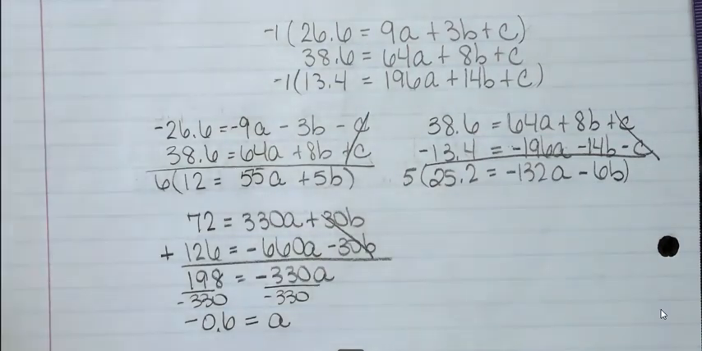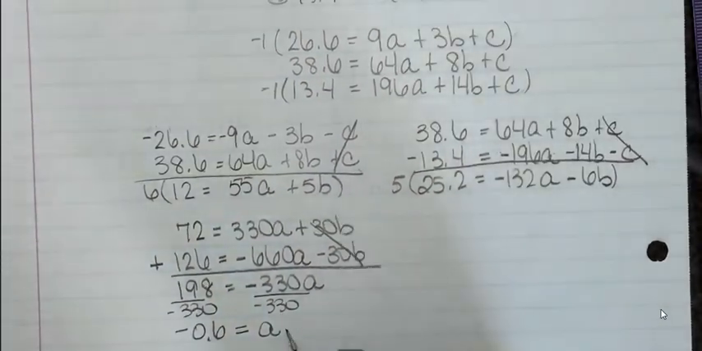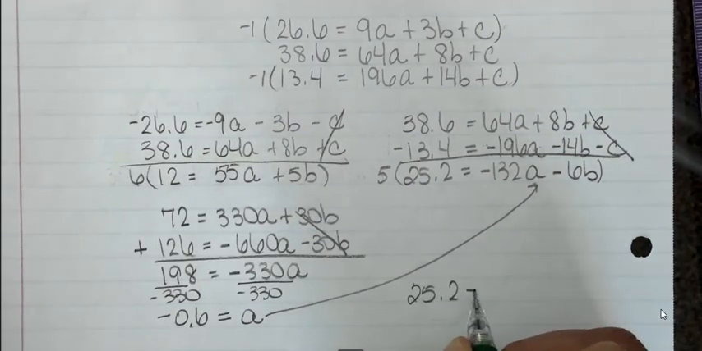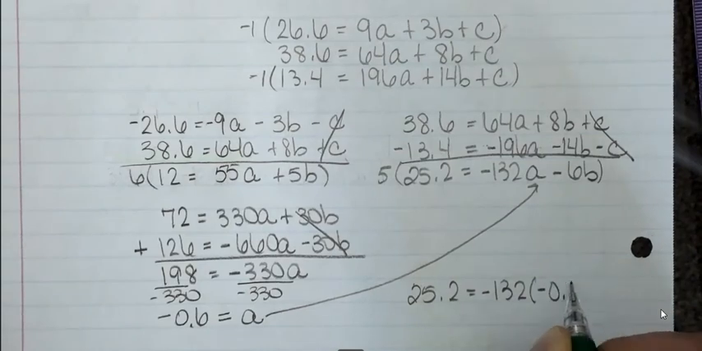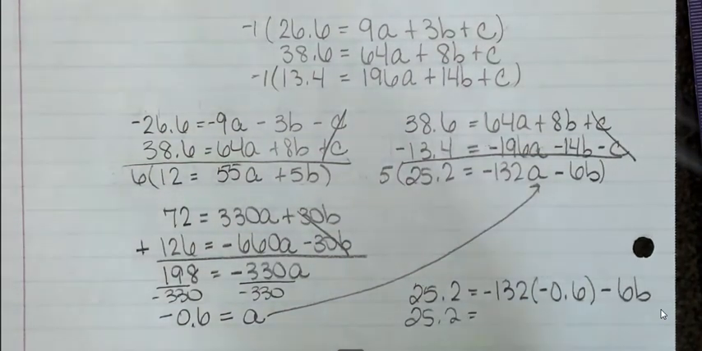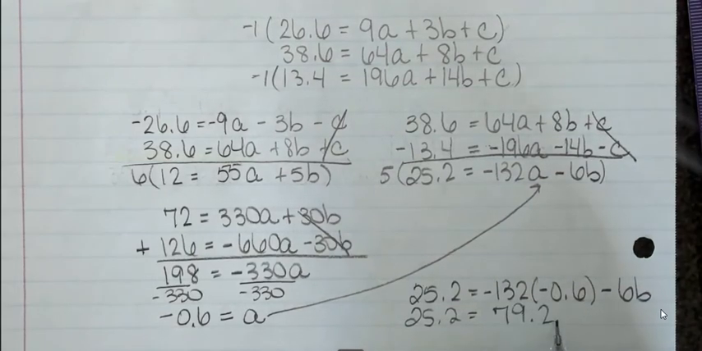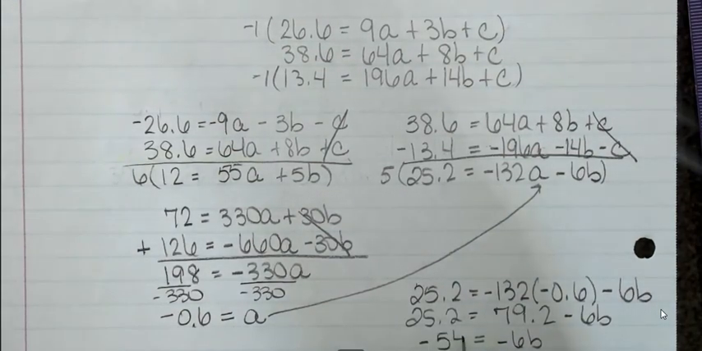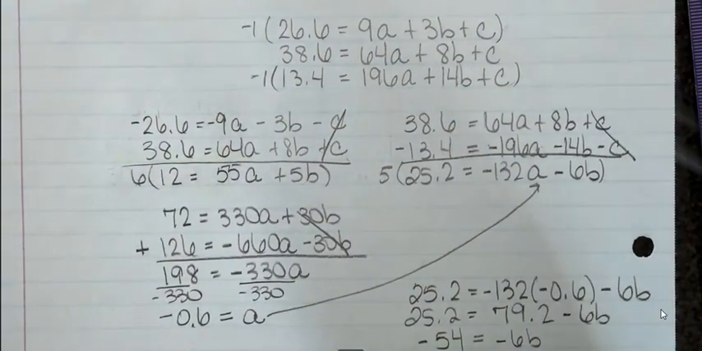And now I'm going to take that a and plug it back into one of these equations and solve for b. Why don't we plug it into one of the two equations that I just made? How about this 25.2? Okay, so I'm going to take my a and plug it back in up here. Simplifying, that gives me 25.2. If I multiply these two together, I get a positive 79.2 minus 6b. And then from there, let's subtract the 79.2, so I get negative 6b equals negative 54. Well, that couldn't have worked out better for us. So b equals 9.